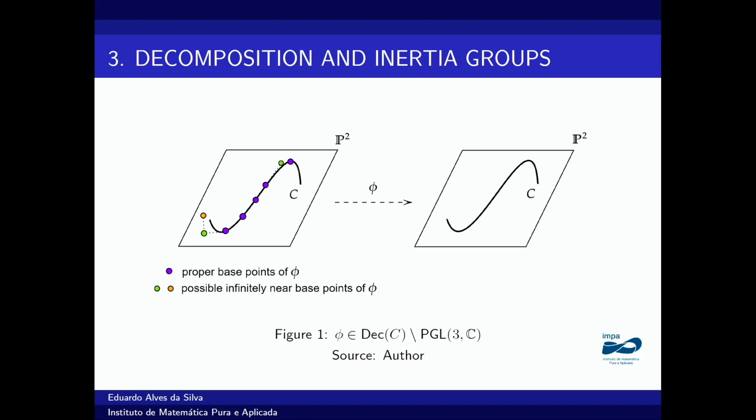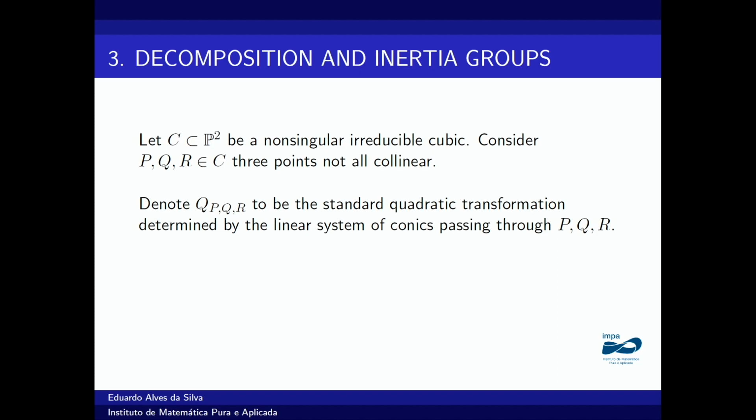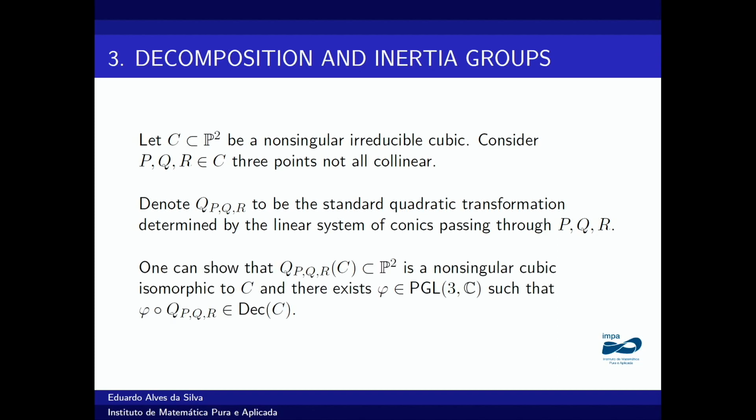So here we have an illustration of this theorem. Now considering a non-singular irreducible cubic, consider P, Q, R, 3 points not all collinear, and denote by σ_PQR the standard Cremona transformation centered in these 3 points. One can show that the image of this cubic by this Cremona transformation is another non-singular cubic, isomorphic to C.